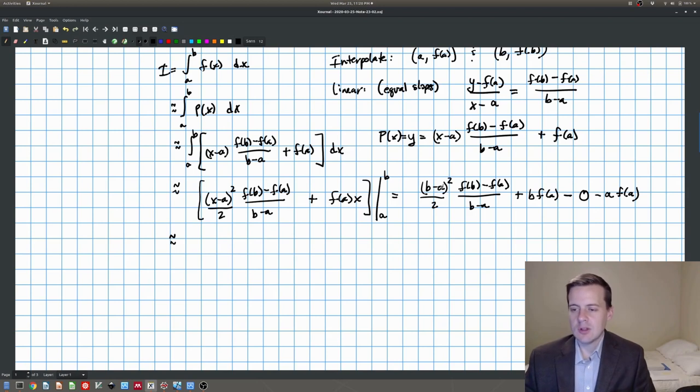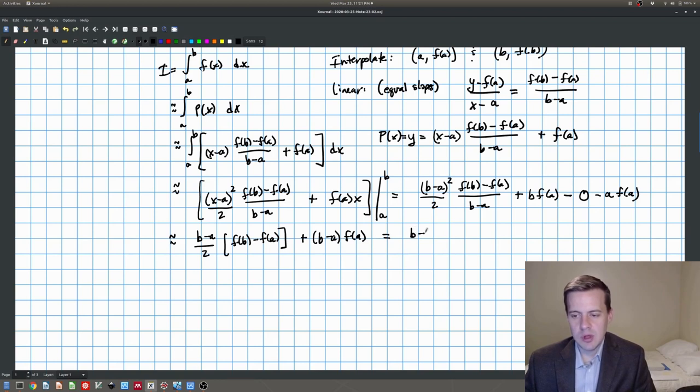Okay, so now I look here. I can simplify this. The squared here is going to cancel with that guy. So I'm going to get (b minus a) divided by 2 multiplied by (f of b minus f of a). And then over here, look, I have a (b minus a) multiplied by f of a. So this should be plus (b minus a) f of a. So I can pull out a (b minus a) from both of them.